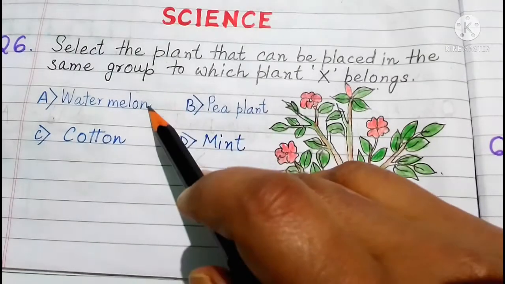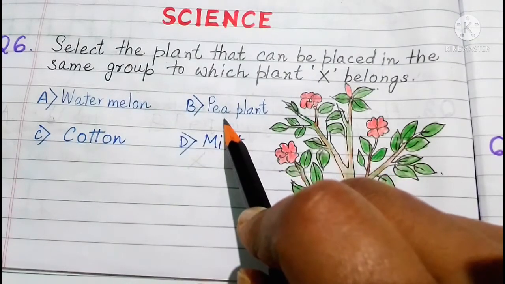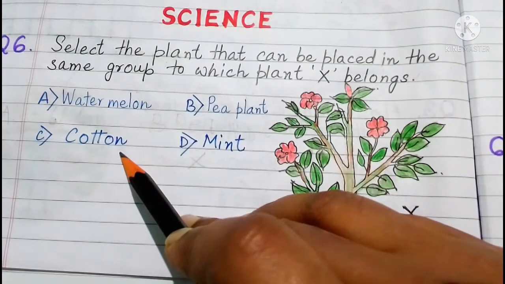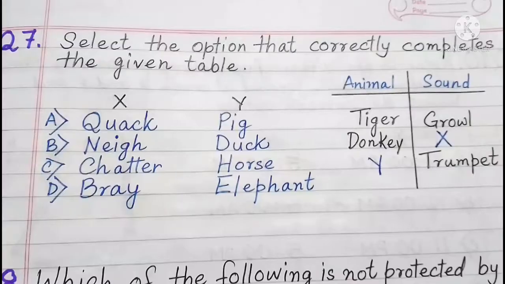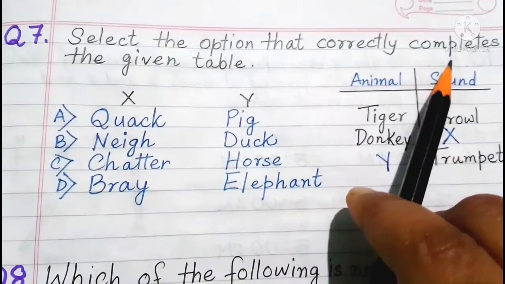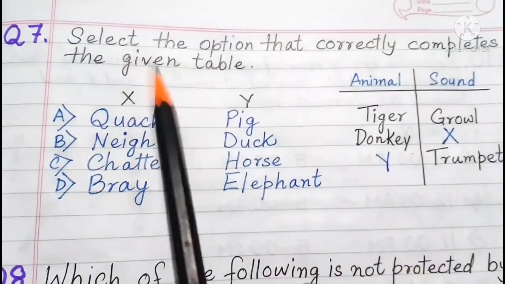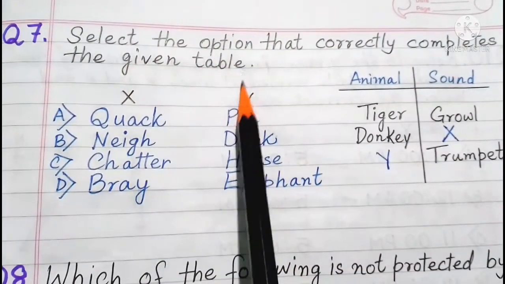Pea plant and watermelon. Watermelon is a creeper, and this is a climber. But cotton is a shrub. So cotton will be the correct answer. So coming to question number 7. Select the option that correctly completes the given table.